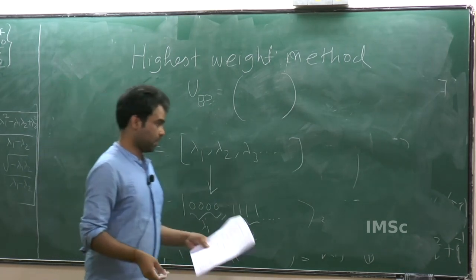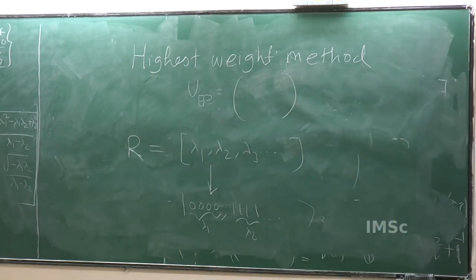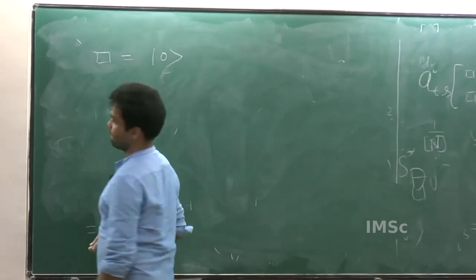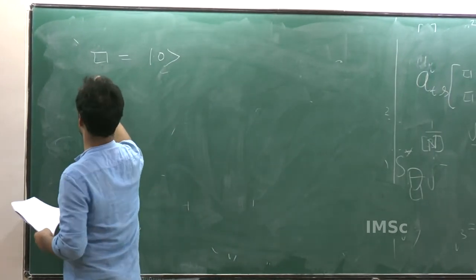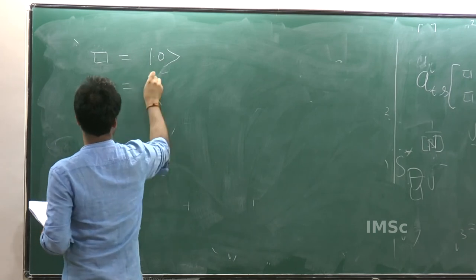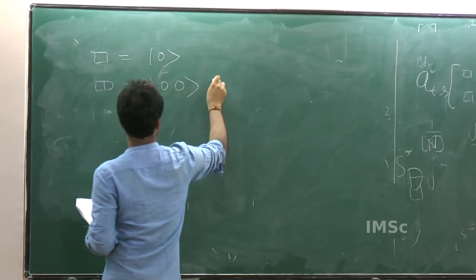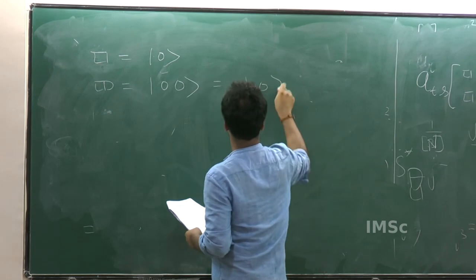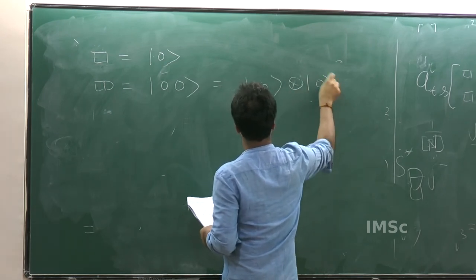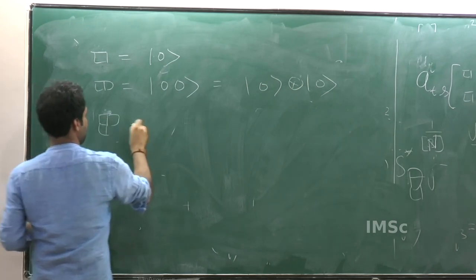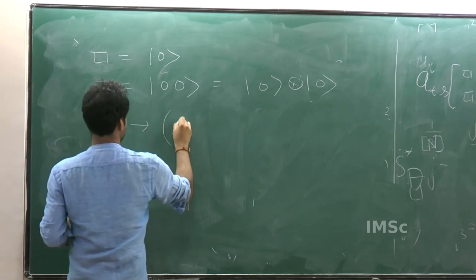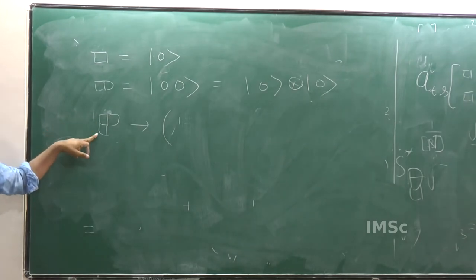As an example, the fundamental box is nothing but a vector 0, a 1 box, lambda 1 is 1. And symmetric, this is nothing but 0, 0, which is a tensor product. And 2 comma 1 has two bases: 2, 0 and 1, 1.